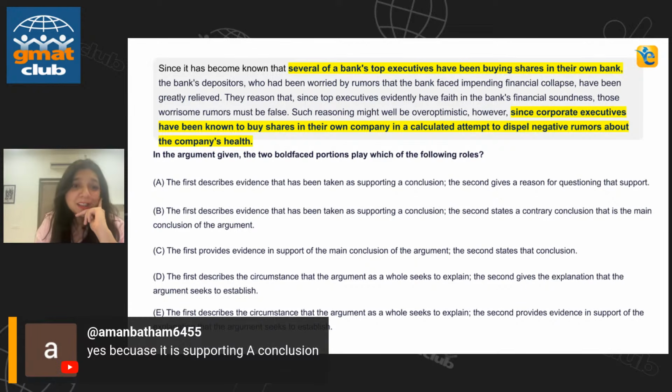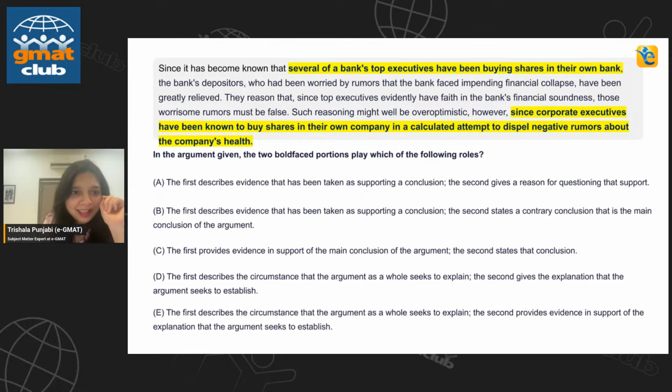Fantastic, Aman. Spot on. The argument never once said that this is talking about the main conclusion of the argument. What is it saying? They did some very smart wordplay here, the makers. The first describes evidence that has been taken as supporting a conclusion. It has never been mentioned whether it is a depositor's conclusion or the argument's conclusion, just that it has been taken to support a conclusion. And because of that, the first part of the argument is correct.